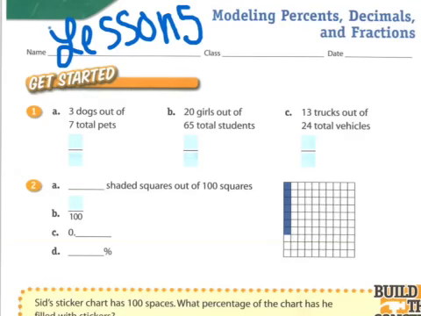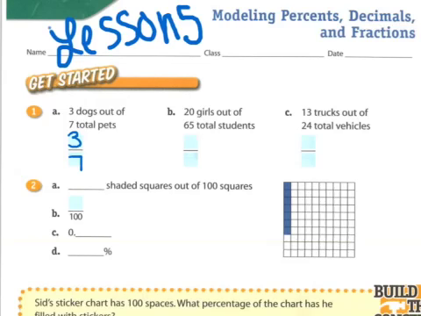This is AMP6, Module 5, Lesson 5, Modeling Percents, Decimals, and Fractions. We talked about ratios in the other lessons. For number 1A, 3 dogs out of 7 total pets can be written as 3 out of 7.